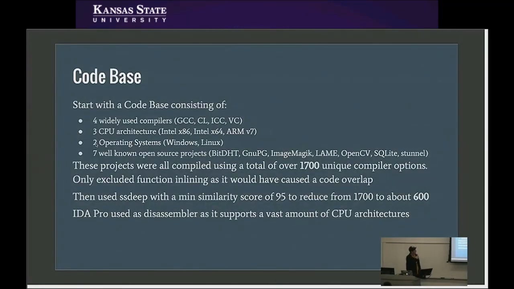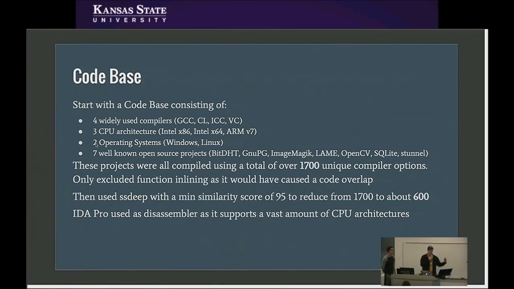For the code base, the people that did this paper used 4 widely used compilers listed there: GCC, CL, which is Clang, ICC, and then Visual C. They used 3 different CPU architectures: the basic Intel x86 and x64, then an Android ARMv7. They used both Windows and Linux operating systems, and then they built their code base with the 7 well-known open source projects that are listed here.